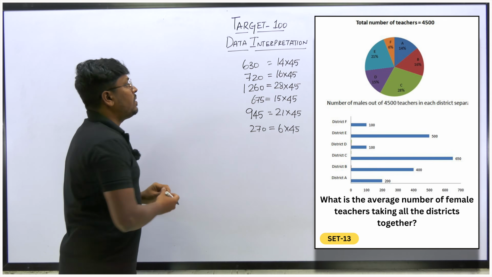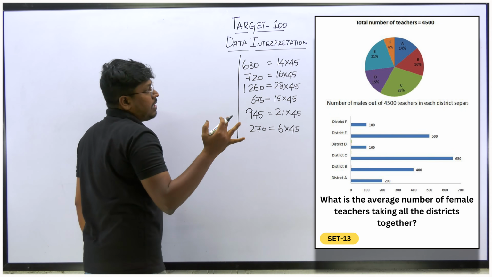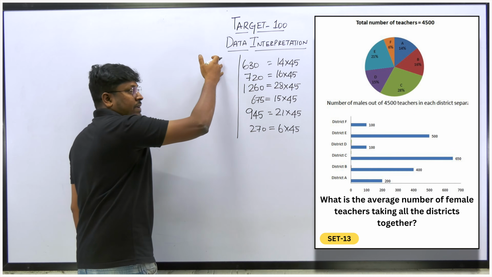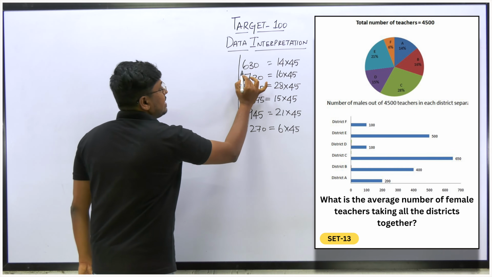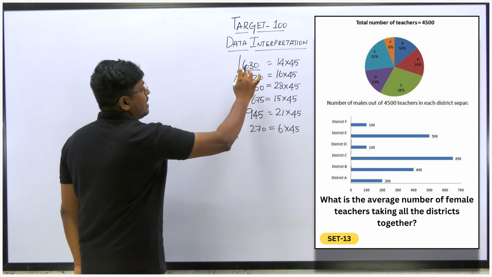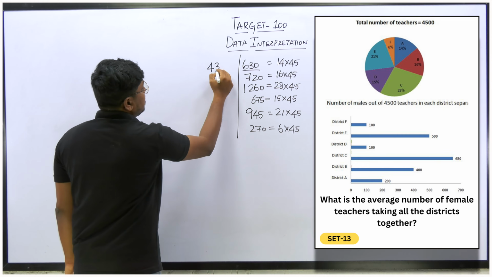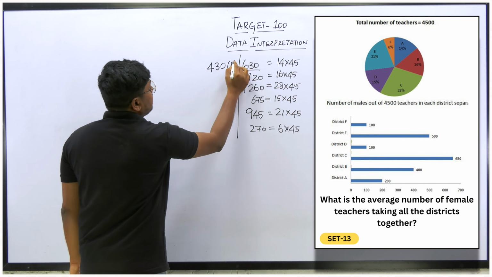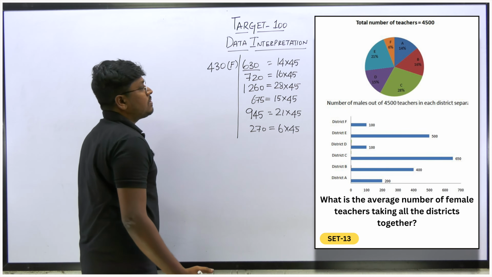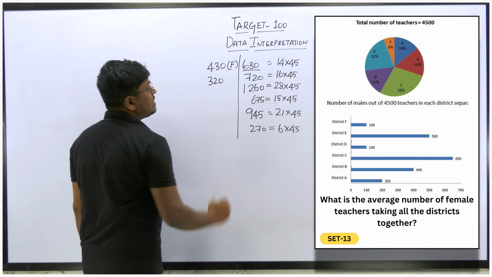So now we know the total number of male teachers, which was directly given in the chart. So we need to find the total number of females, right? So here, just listen, 630 is the total, and male is 200. So 630 minus 200, the resultant will be 430. So 430 will be the total number of female teachers in district A. So similarly find the remaining parts. So 720, which is 320. So 320 will be district B.